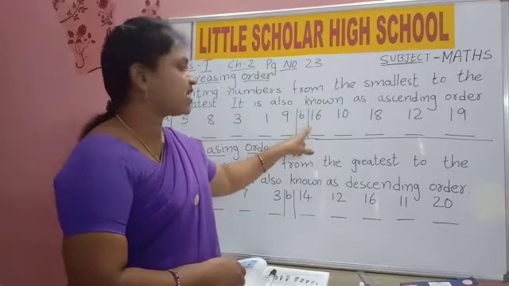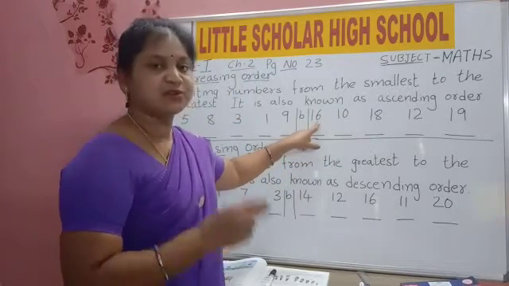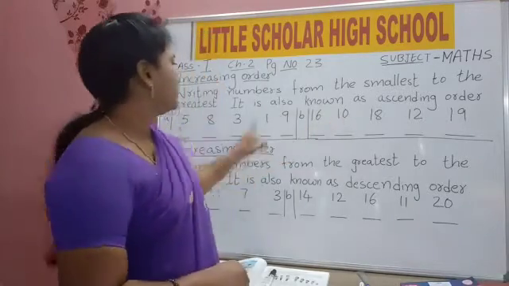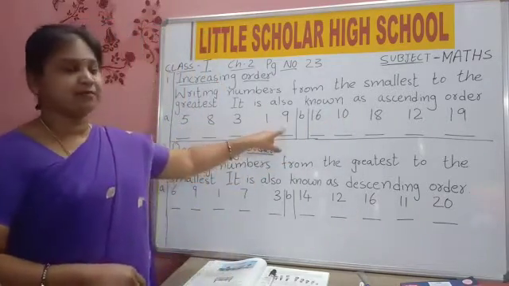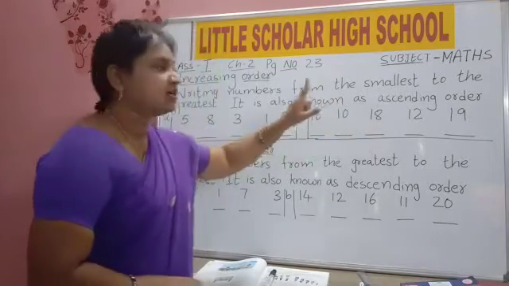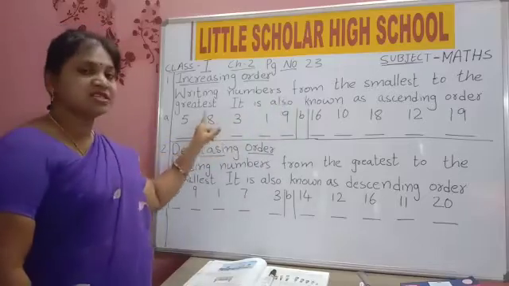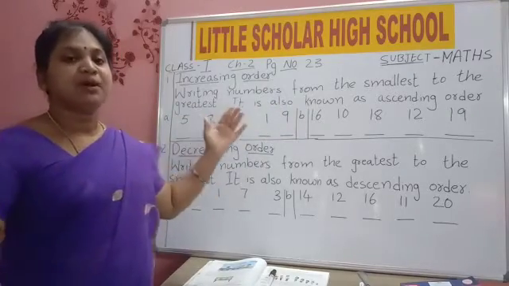In this, how many digits are there? 1 is there, 6 is there. So 2 digits are there. 1 is there, 0 is there. So 2 digits are there. These all are single digit numbers. These all are 2 digit numbers. Is it clear children? We will arrange these numbers from small number to big number.